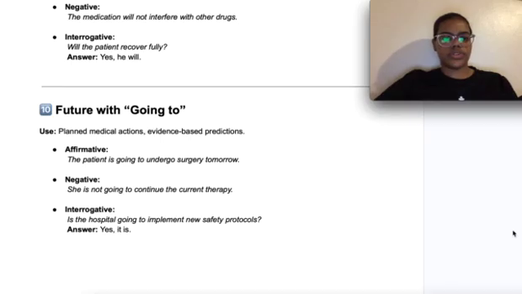Future with going to. Use: planned medical actions, evidence-based predictions. Affirmative: The patient is going to undergo surgery tomorrow. Negative: She is not going to continue the current therapy. Interrogative: Is the hospital going to implement new safety protocols? Answer: yes, it is.